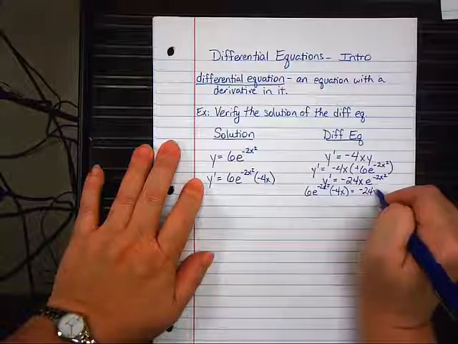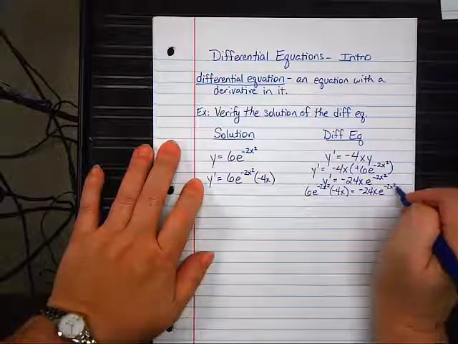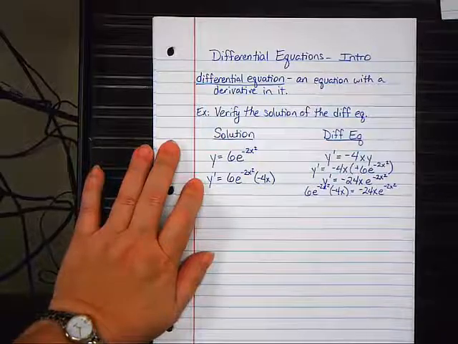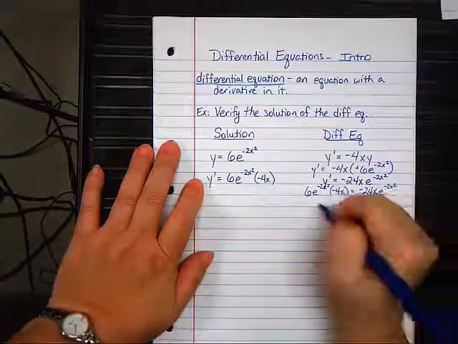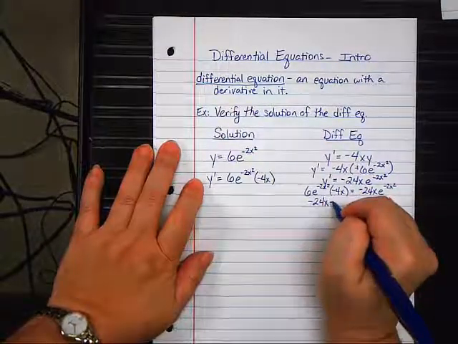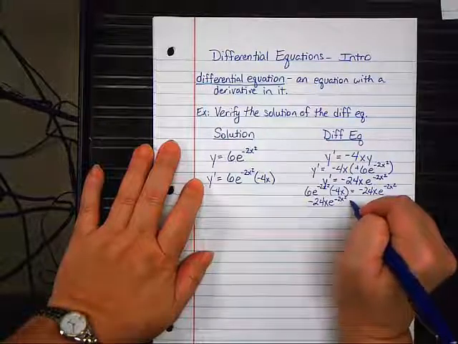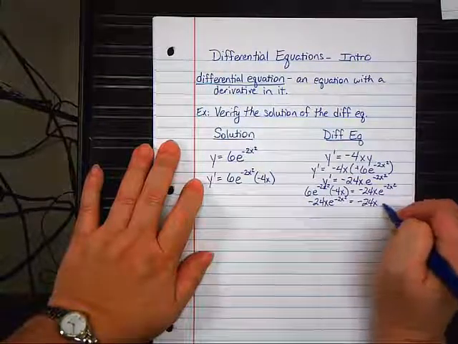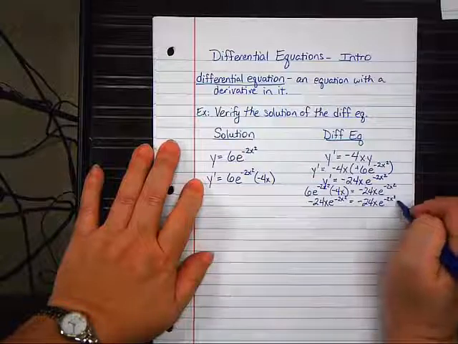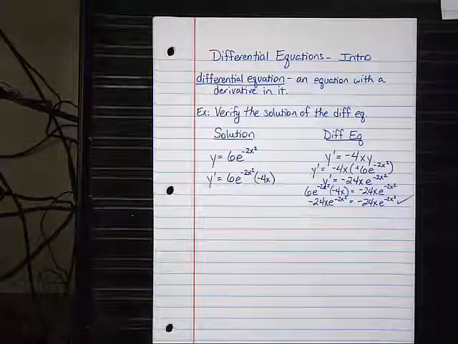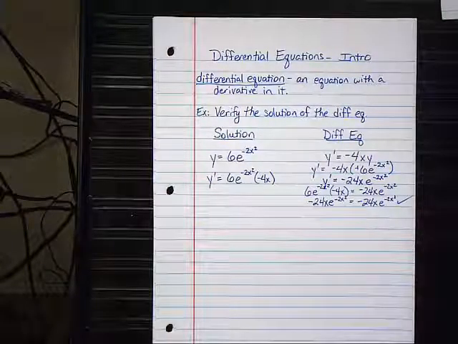Negative 24x e to the negative 2x squared. Do the algebra cleanup to show that they are identical. Yes. So, negative 24x e to the negative 2x squared equals negative 24x e to the negative 2x squared. Check, we're done. We have verified that that was the solution. We don't know how they got it, but we've checked it.